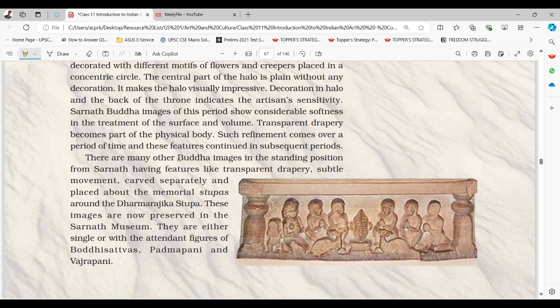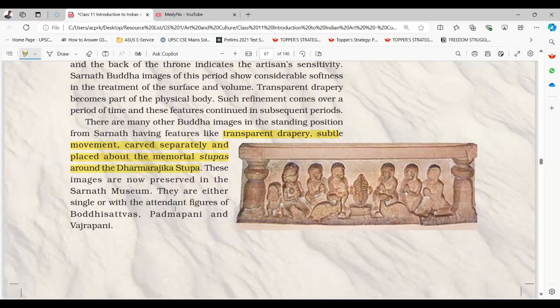There are many other Buddha images in the standing position from Sarnath having features like transparent drapery and subtle movement, carved separately and placed above the memorial stupas and around the Dharma Rajika stupa. These images are now preserved in the Sarnath Museum. They are either single or with the attendant figures of Bodhisattvas, Padmapani and Vajrapani.